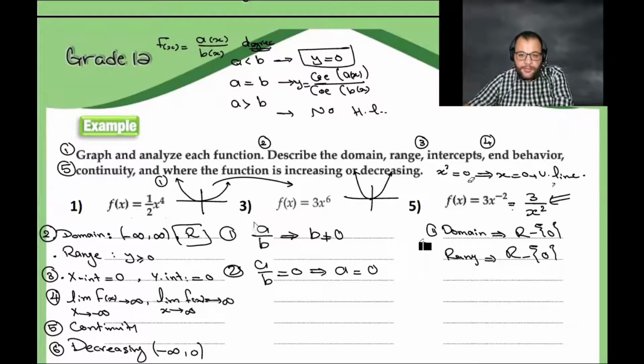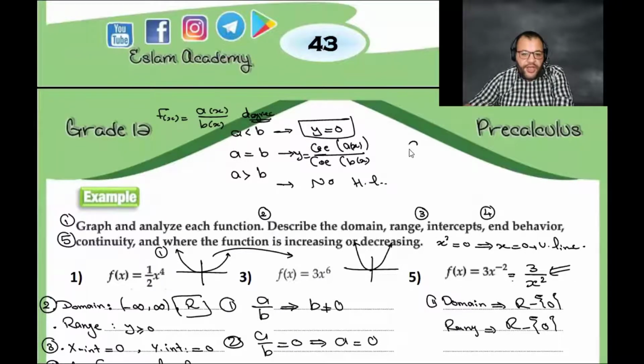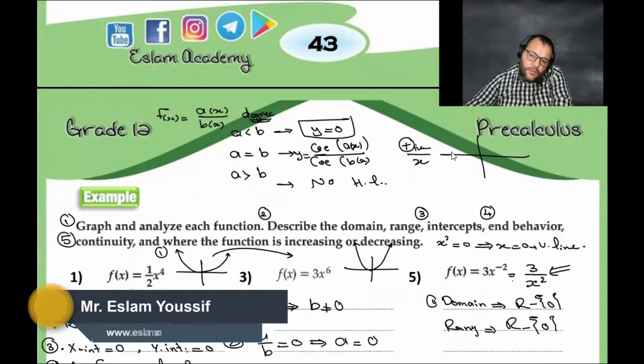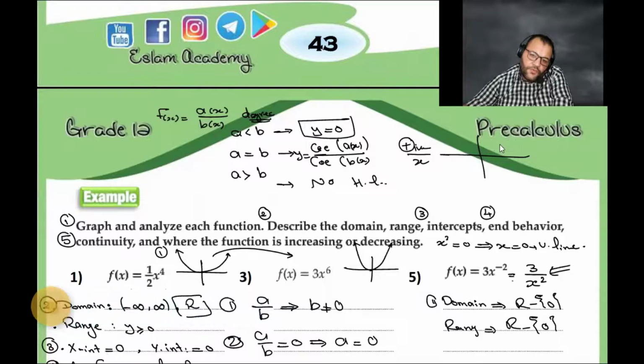So how will the graph look? If you have any a over x where a is a positive number, what will the graph look like? A is a positive number. Yeah, it's just going to be half a parabola on the positive side, like that. Can you repeat the question? How will the graph look for the function any positive number over x?